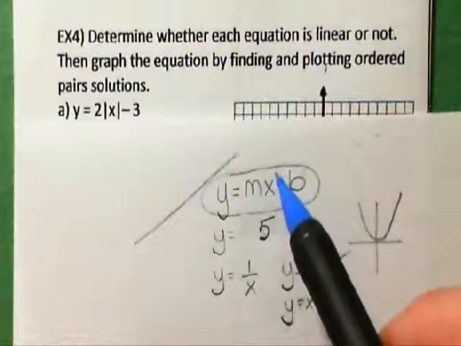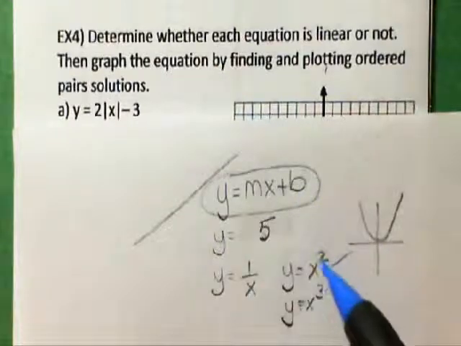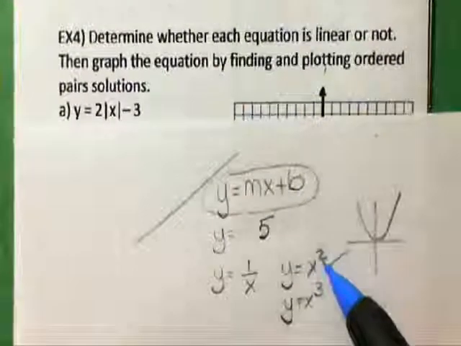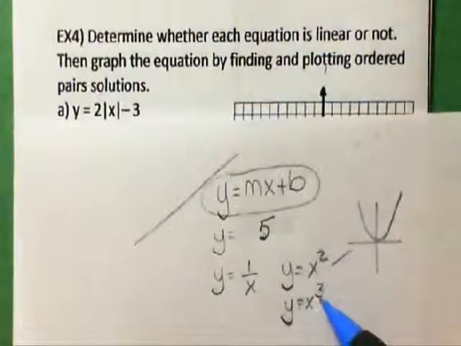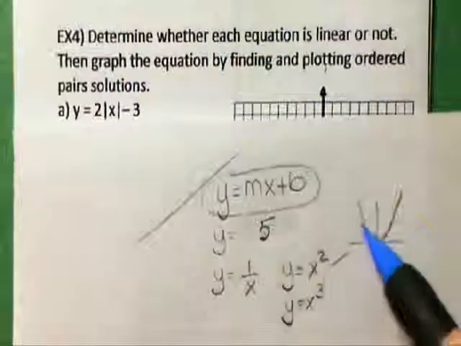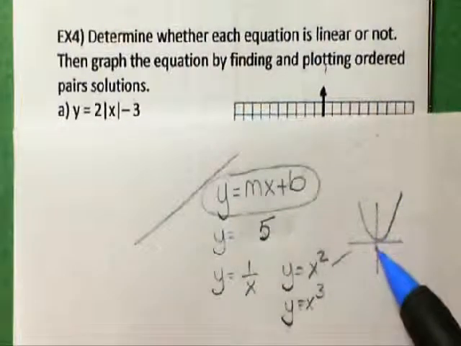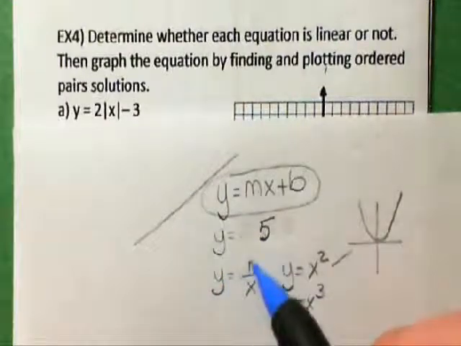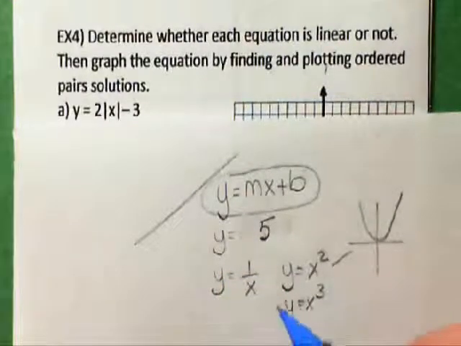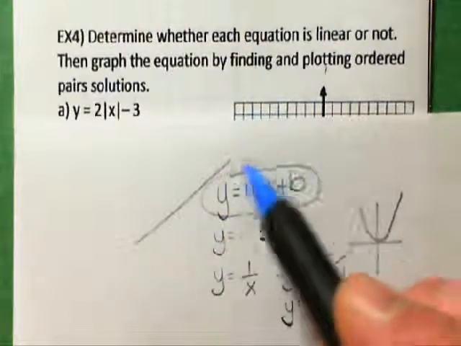Notice that x has an exponent. The exponent is 1. Now if the exponent is other than 1, like say y equals x squared or y equals x to the third or any other power, it would be something that is not linear. It would have a curvature, so it's not linear. Also, y equals 1 over x would not be linear.